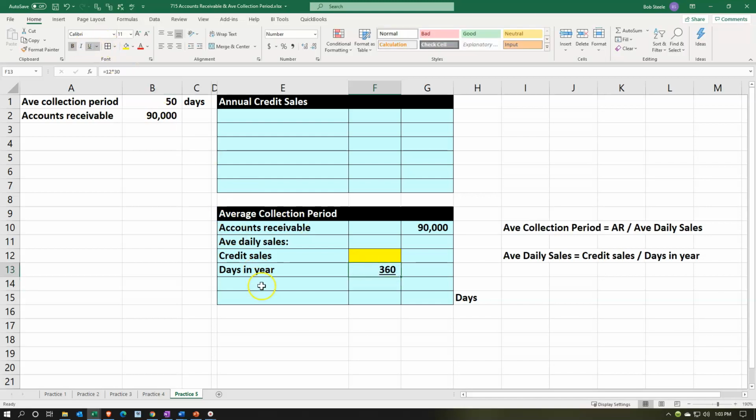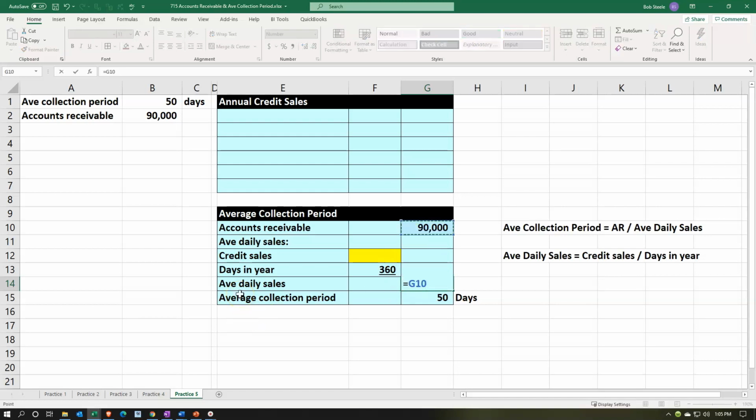We'll underline that. And then we're going to say this is going to be the average daily sales, which would be in the outer column. And it would be this number, which we don't know, divided by the 360, which is going to be 0 until we plug that number in. And then we've got the average collection period. And we're given this number, that's going to be the 50. So then we can back into the 0 here, and then use that to back into basically the credit sales.